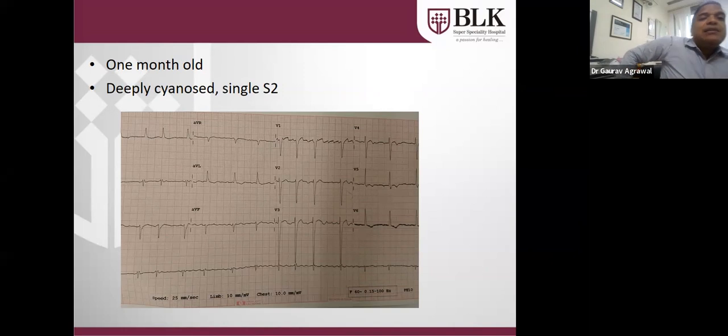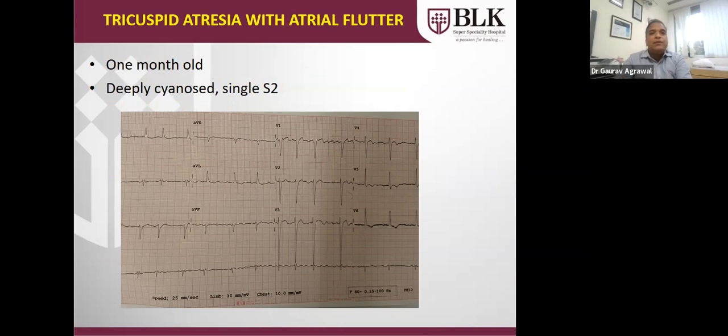This is typically seen in tricuspid atresia because the right ventricle is hypoplastic, only the left-sided ventricle is predominant, so this patient will have left axis deviation in the form of tricuspid atresia. As you can see in the lowermost part of the ECG, the typical sawtooth-like P wave is there. This is atrial flutter.